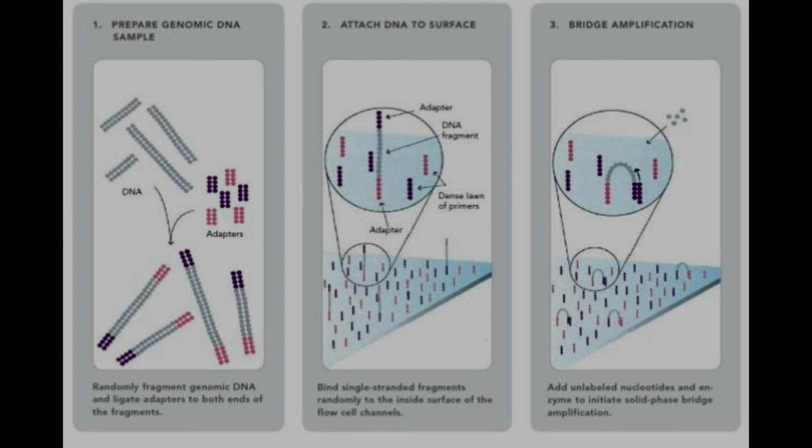Now, the steps that are taken to create such an analysis are the following 12 major steps. So first, we prepare the genomic DNA sample, where we randomly fragment the genomic DNA and ligate the adapters to both ends of the fragment. Then second, we bind the single-stranded fragments randomly to the inside surface of the flow cell channel. Third, we bridge amplify. So we add unlabeled nucleotides and enzyme to initiate a solid phase bridge amplification.